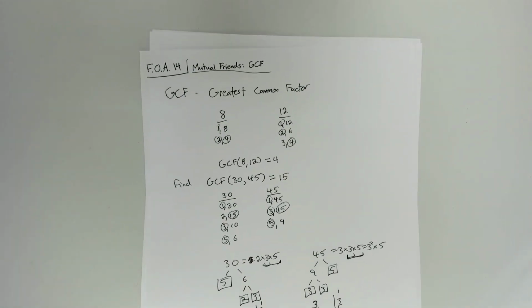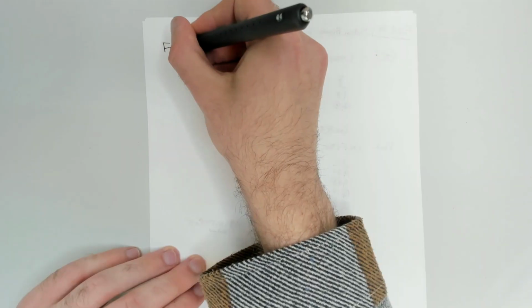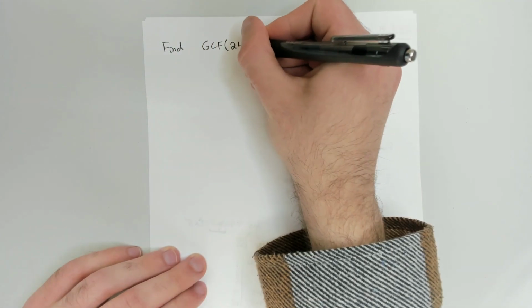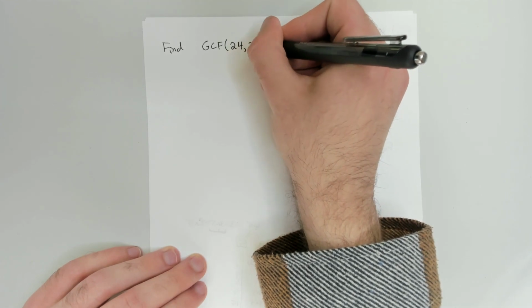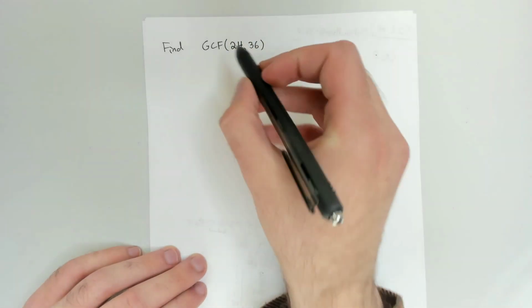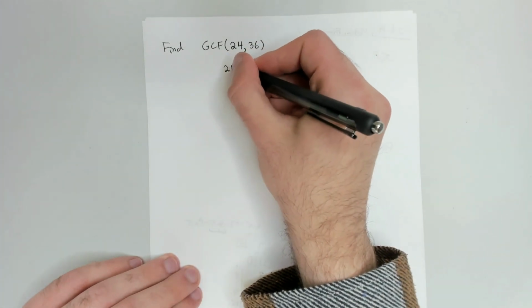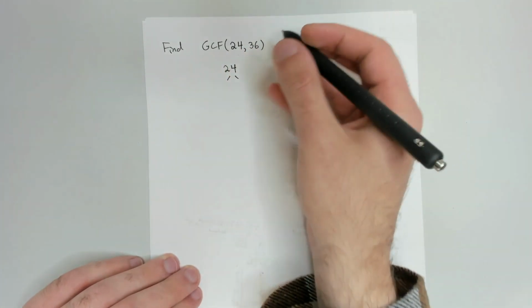So let's do another one to emphasize what I just talked about here. Let's find the greatest common factor of 24 and 36. All right, so I'm not going to find all the factors of these. I want to try and use this prime factorization method I was just talking about. So let's first of all prime factorize these.